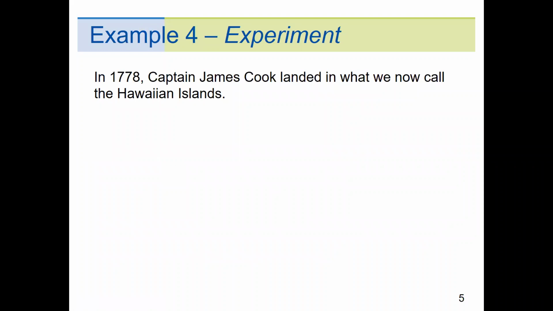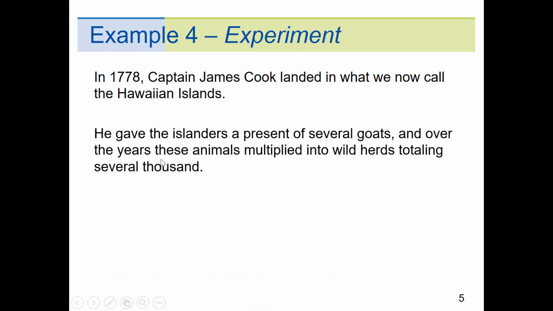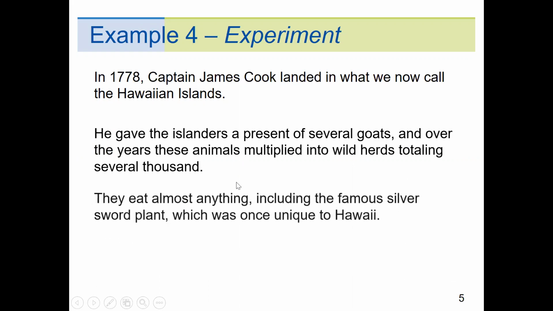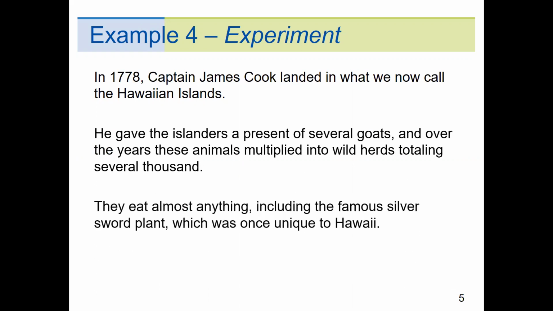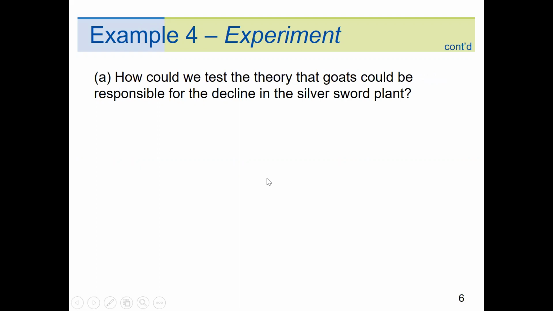In 1778, Captain James Cook landed in what we now call the Hawaiian Islands. He gave the islanders a present of several goats, and over the years, these animals multiplied into wild herds, several thousand of them. They would eat almost anything, including the famous silver sword plant. So how could we test the theory that goats could be responsible for the decline in the silver sword plant?